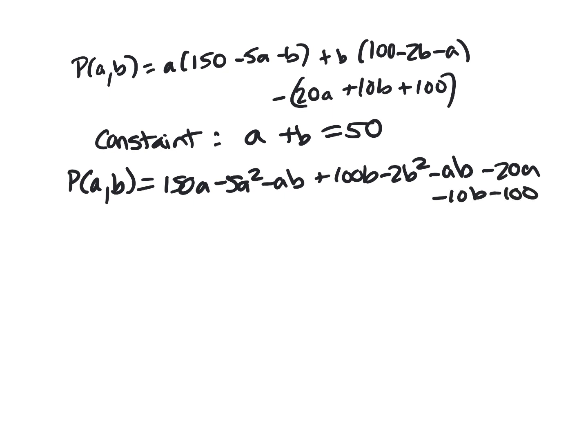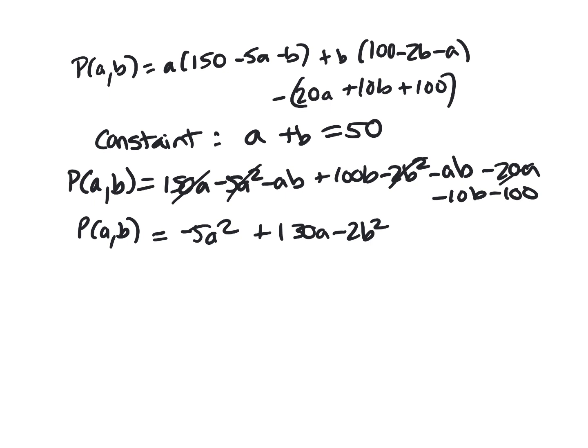Okay, let's combine like terms. Minus 5A squared, and then plus 130A, combining those two. Then minus 2B squared, plus 90B, minus 2AB, minus 100. Okay, woo-wee.